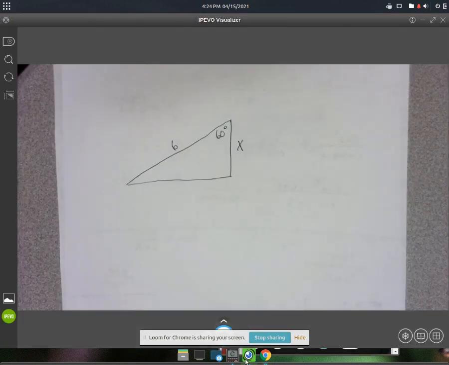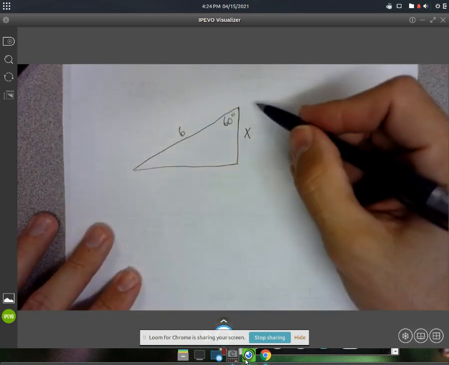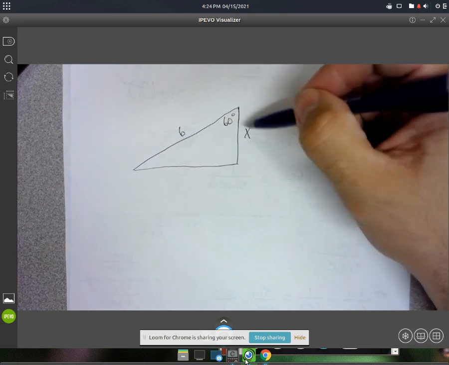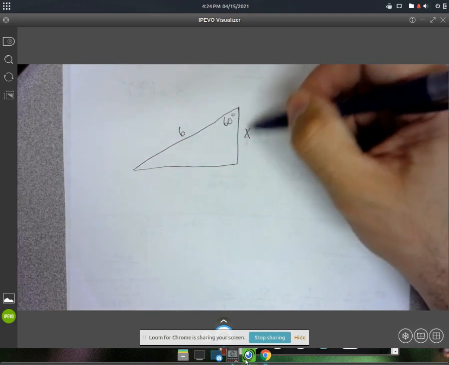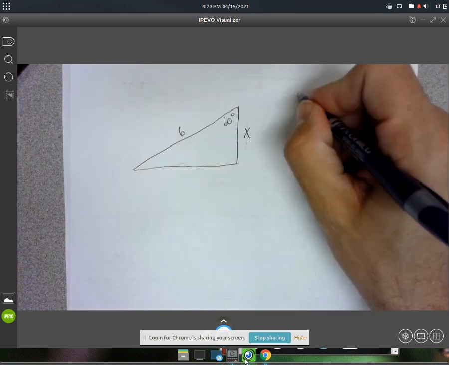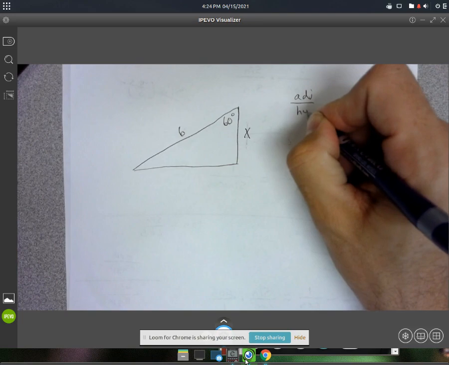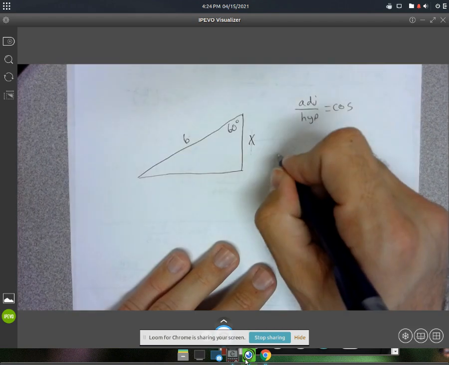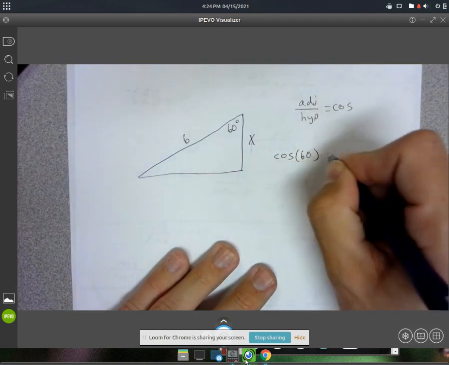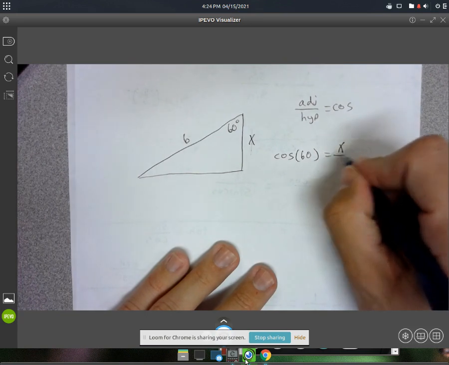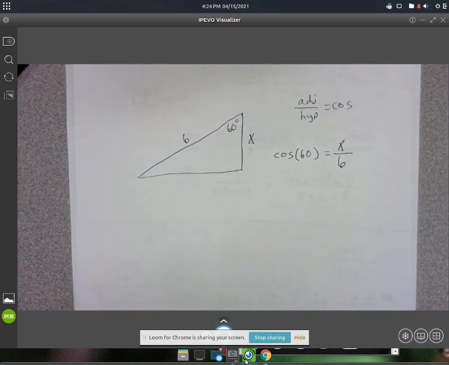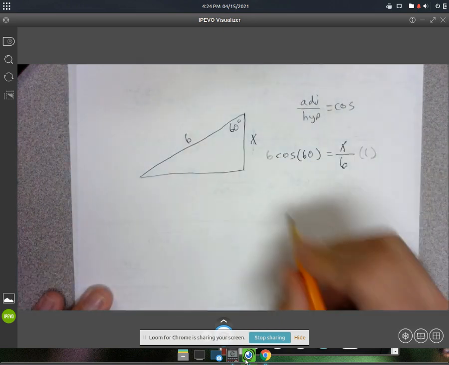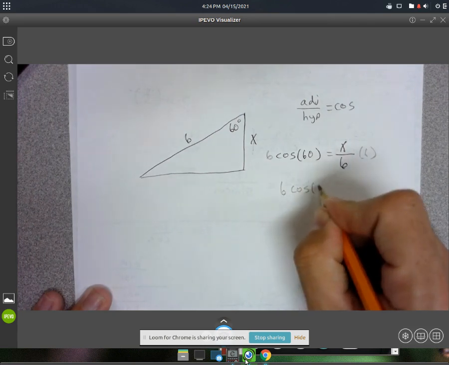But most of us don't remember the trick for these. So what you would want to do is relate this angle to the sides that you know. So x would be your adjacent side, and 6 would be the hypotenuse. Adjacent and hypotenuse, that's going to be cosine. So the equation we're going to write is cosine of 60 is equal to adjacent over hypotenuse. You would multiply by 6.